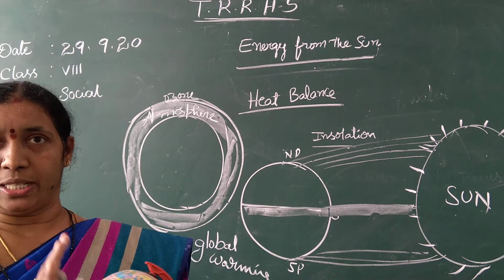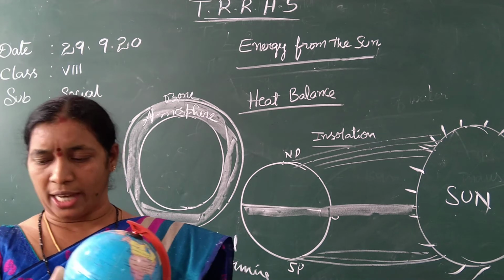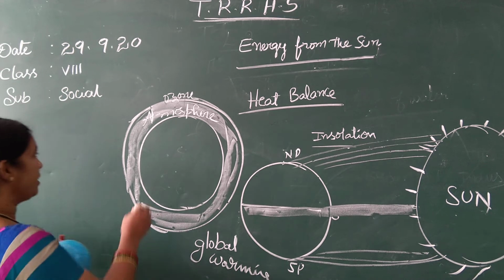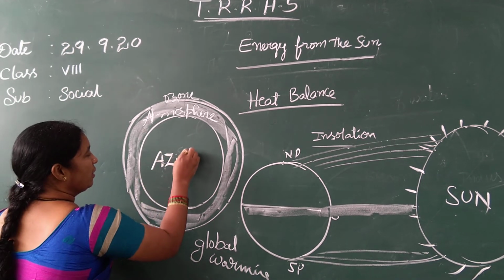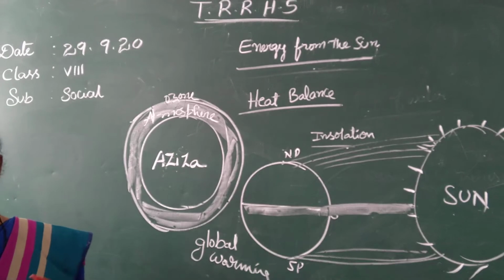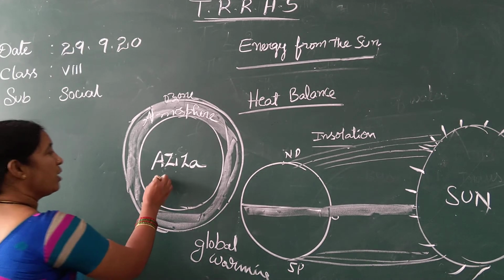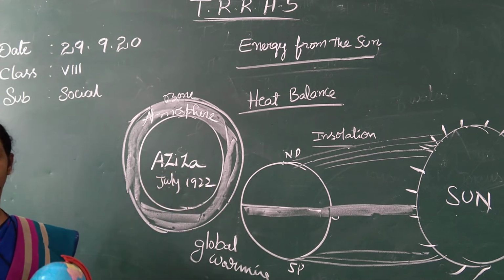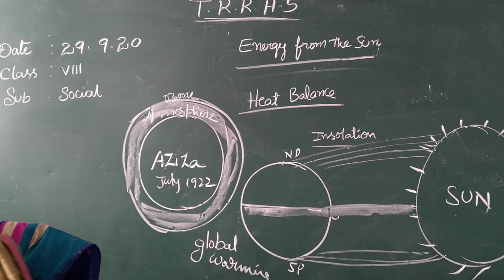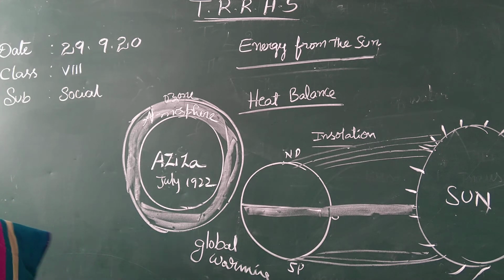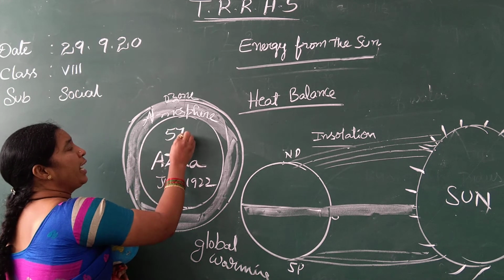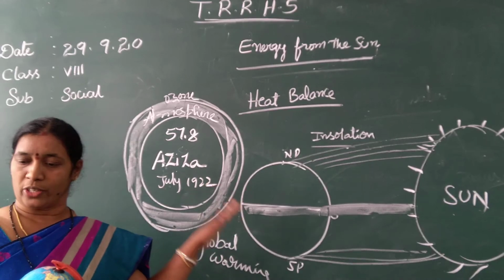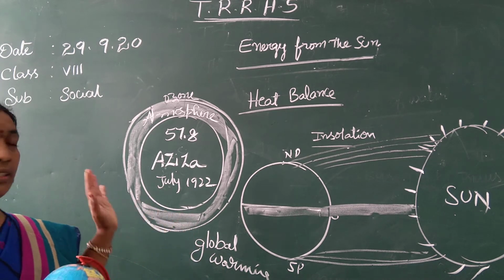Now, high and low temperatures. Scientists have recorded the highest and lowest temperatures reached on the Earth. The highest temperature place is called Aziziya, in Libya, in Africa, in 1922. Do you know how much the highest temperature recorded till now was? It is 57.8 degrees Celsius.